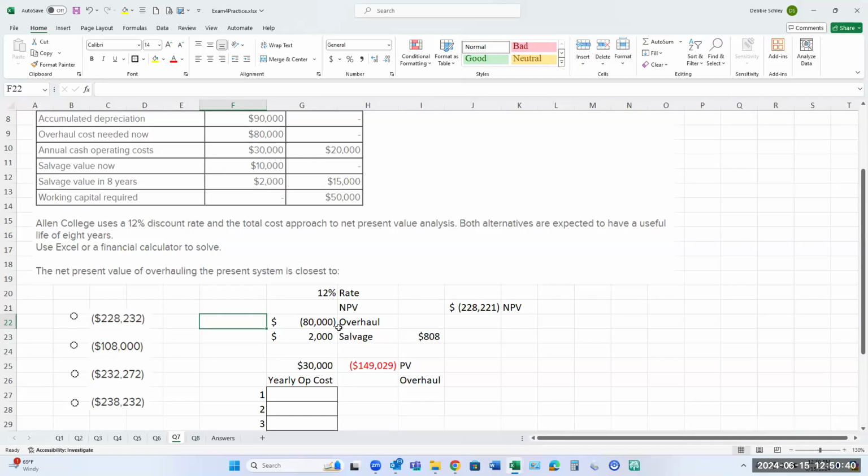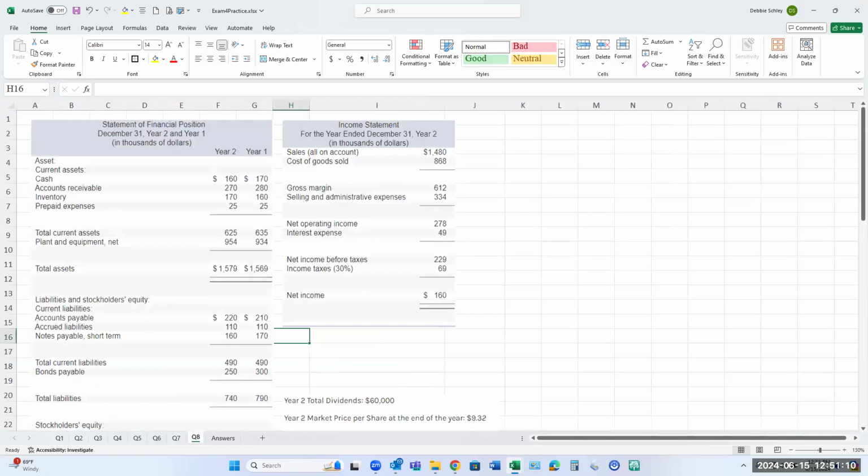So again, find the present value of the yearly cash cost and the present value of the salvage. And then remember the overhaul is now, so we don't need to find the present value. So then the net present value would be the overhaul, the present value of the yearly cash cost for 8 years, and the salvage value in 8 years.